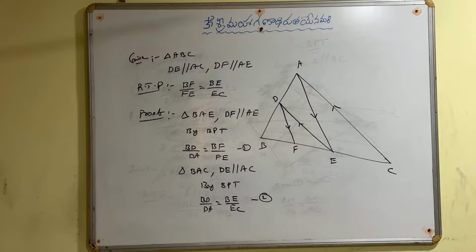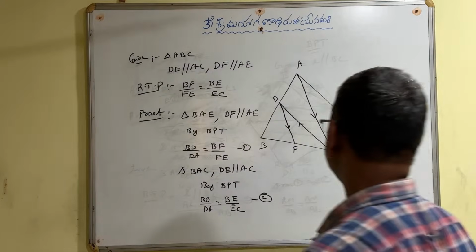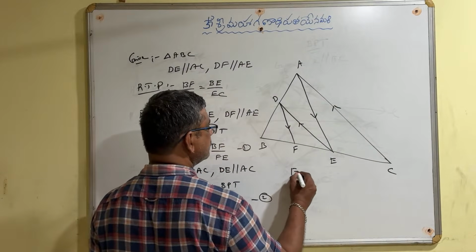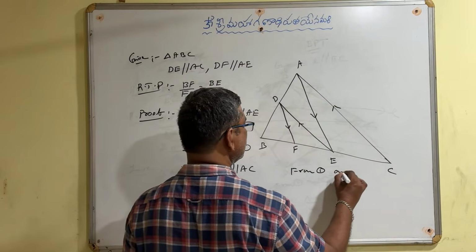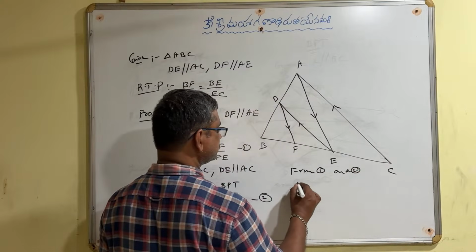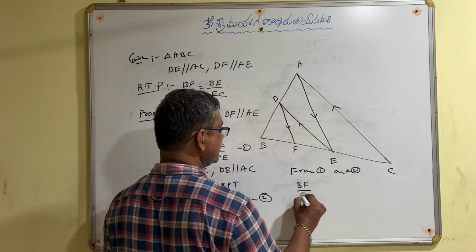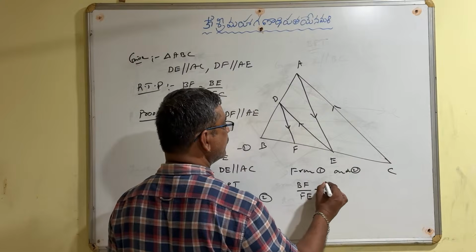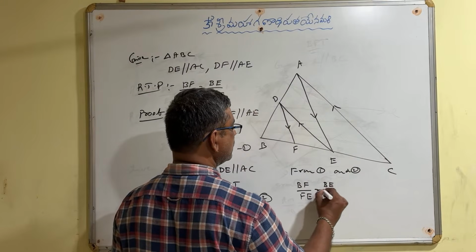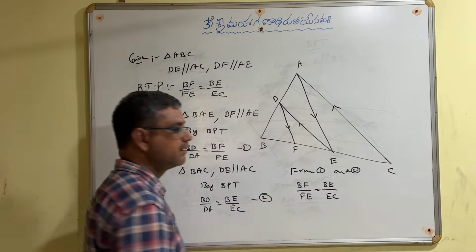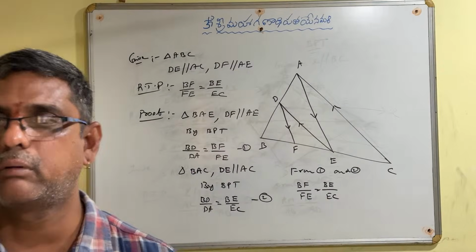Yes, BF by FE is equal to BE by EC. From 1 and 2, BF by FE is equal to BE by EC. The problem is done.